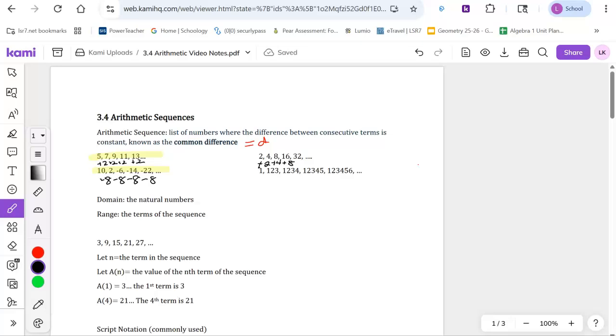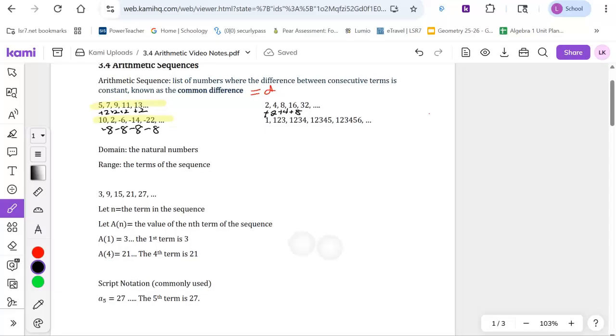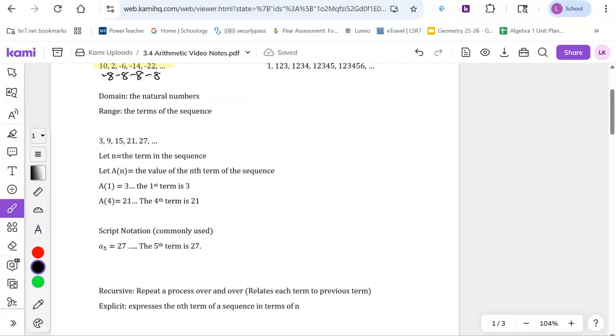Know that the domain is the natural numbers and the range is the terms of the sequence. There are a couple different ways you can write sequences. For example, if this sequence is 3, 9, 15, 21, 27, and so on, you let n equal the term in the sequence. So let a of n equal the value of the nth term of the sequence. For example, a of 1 would be 3, because 3 is the first term. a of 4 would equal 21 because the fourth term is 21. Subscript notation, which is commonly used, is a sub 5 would equal 27. The fifth term is 27.